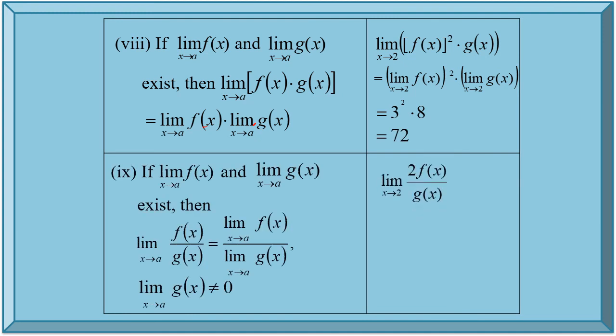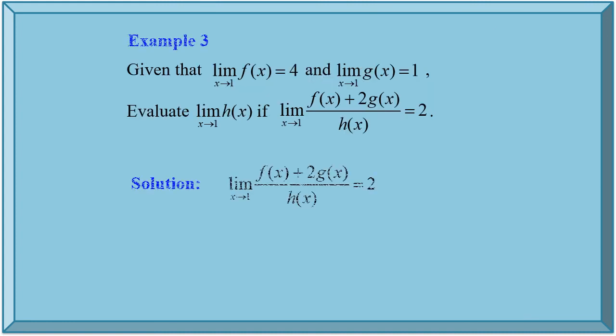And the next property is, if the limit of f(x) as x approaches a and the limit of g(x) as x approaches a exist, then the limit of f(x) divided by g(x) is equivalent to the limit of f(x) as x approaches a divided by the limit of g(x) as x approaches a, where the limit of g(x) must not equal 0. Why? Because any number divided by 0 will be undefined. So the limit of 2f(x) divided by g(x) can be written as 2 times the limit of f(x) as x approaches 2 divided by the limit of g(x) as x approaches 2. So 2 multiplied by 3 divided by 8, which is equal to 3 over 4.